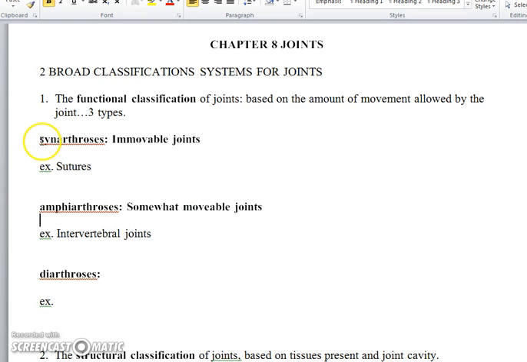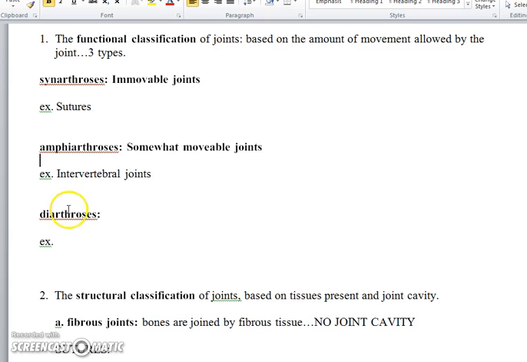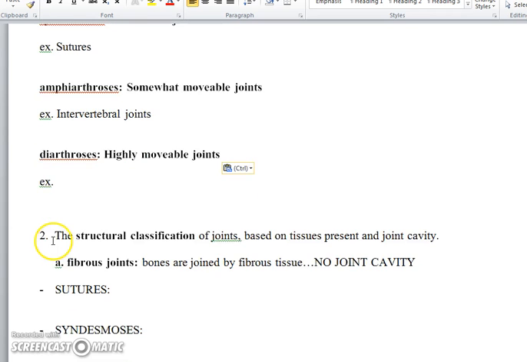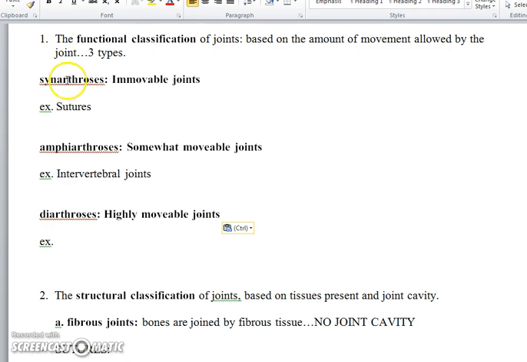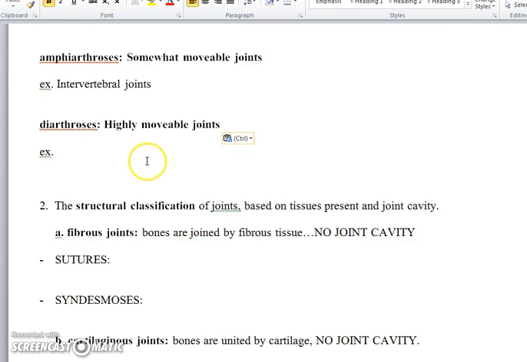All right, so we got not movable, kind of movable, and then these guys are highly movable. They're called diarthroses or diarthrotic joints. They're highly movable joints. For an example, I'll let you guys do whatever you want. Take your pick. Most of what we think of as joints are diarthrotic joints, like your knee or your hip or your shoulder. Pick one of those. So function is based on how much they move: they don't, they sort of do, or they totally do.